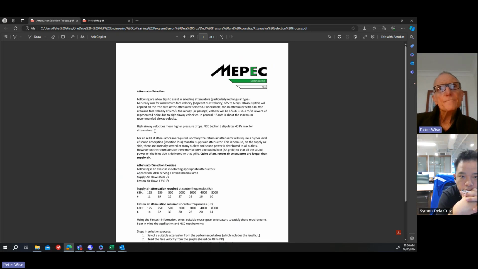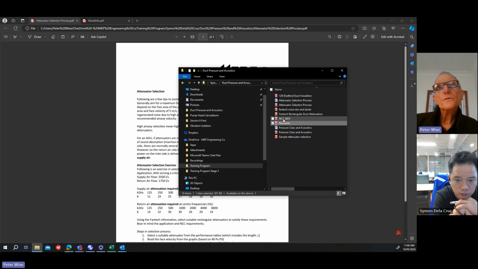Another one is the higher the airway velocity, the higher the pressure drop. The NCC stipulates 40 pascals maximum for attenuators. We used to work on about 50, but the NCC now says 40. So we have to comply with that. So I'll just show you.